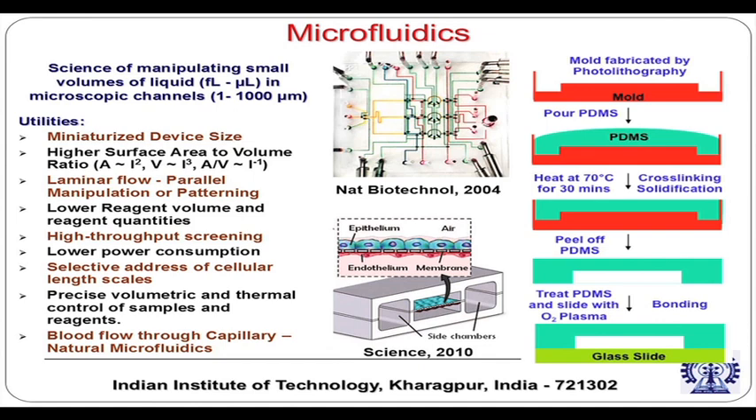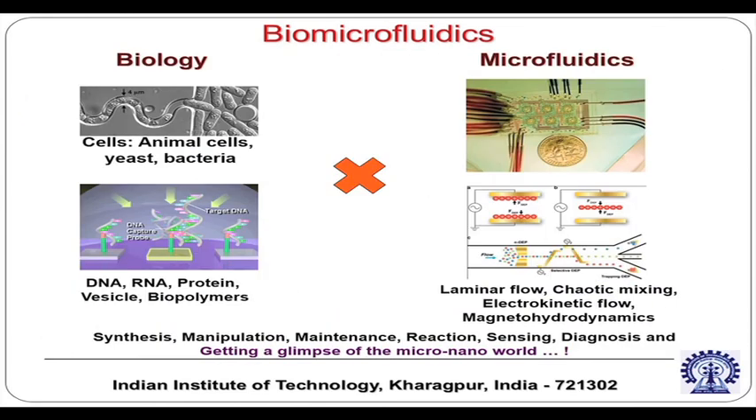Like for example in the human body you have a hierarchy of blood vessels, like large arteries, large veins, small arteries, small veins, arterioles, venules, and then microcapillaries. The microcapillaries are like microfluidic channels. So blood flow through microcapillaries is a natural biomicrofluidics taking place in human bodies.